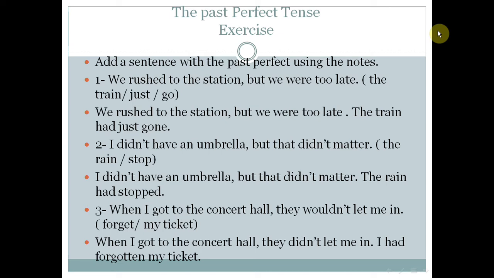I didn't have an umbrella, but that didn't matter. The rain had stopped. So, the rain had stopped, an action that happened first. So, I didn't have an umbrella, that didn't matter. Both of them are in the past simple, and they are the second actions that happened after the rain had stopped.